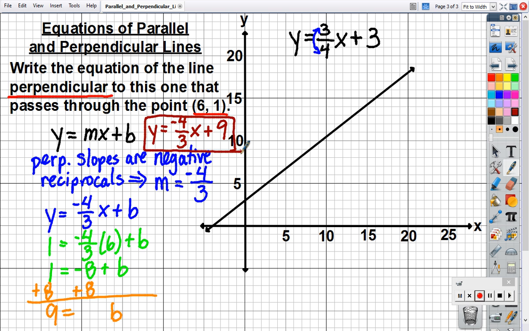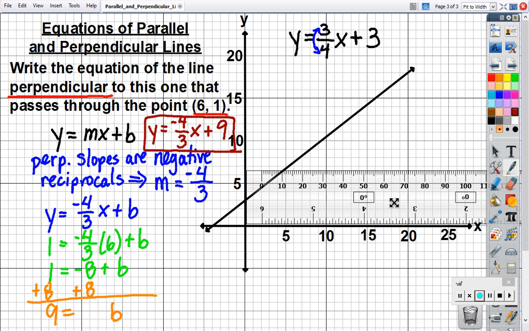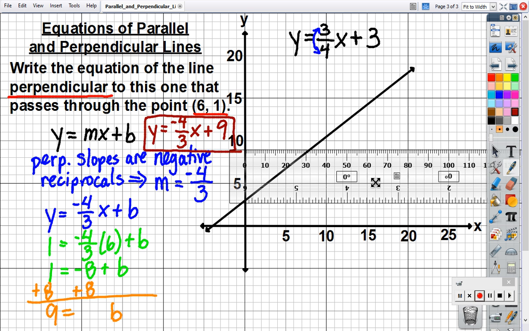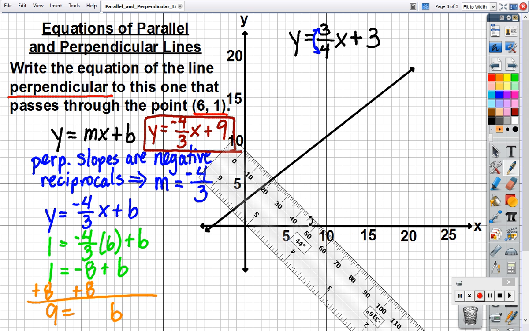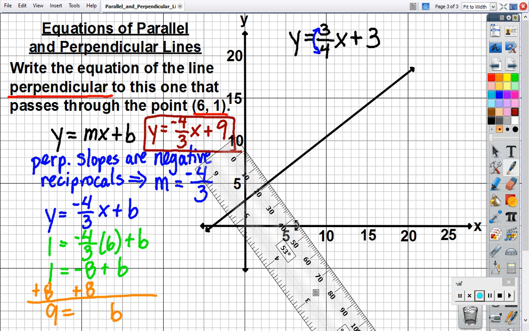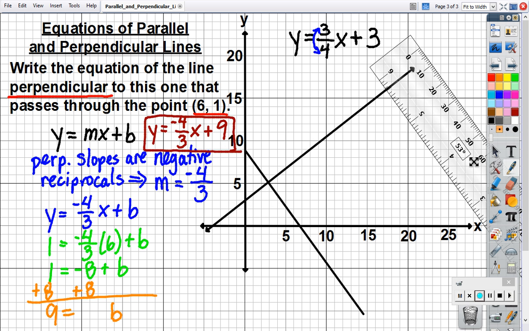And hopefully, if I can draw this correctly, using my ruler. So let's see. My y-intercept is going to be 9, and my slope is going to be negative 4/3. So I should be going like so. And if I did everything right, this should go right through the point (6, 1). Okay, and we see, oh look, here's (6, 1). And there's my y-intercept of (0, 9). And we can see visually that, yes, these two are perpendicular.